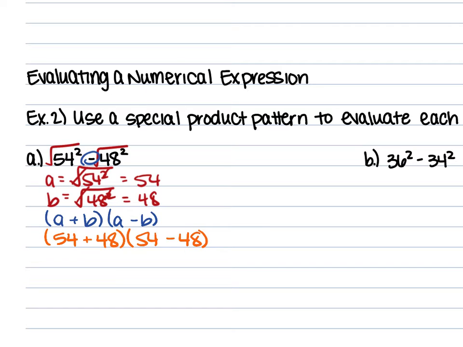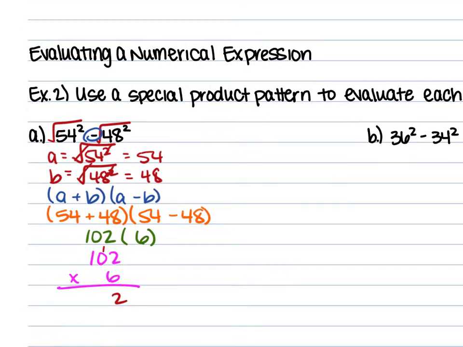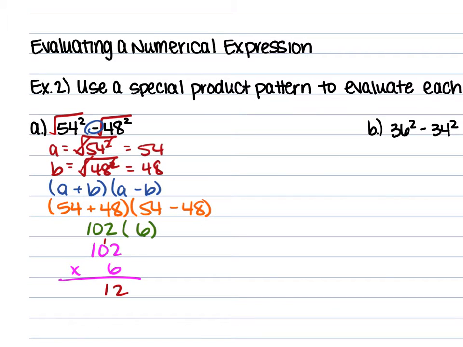That 54 plus 48 gives us 102. That 54 minus 48 gives us 6. So if we just multiply these two, that 102 times 6, the 6 times 2 is 12, 6 times 0 is 0, plus 1 is 1, and 6 times 1 is 6. So that's 612 for our answer with this.